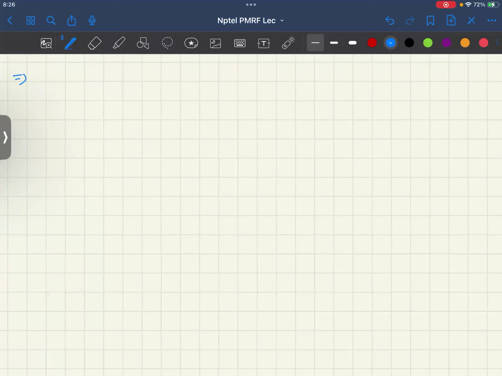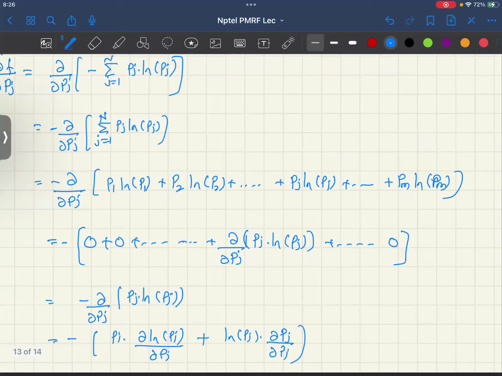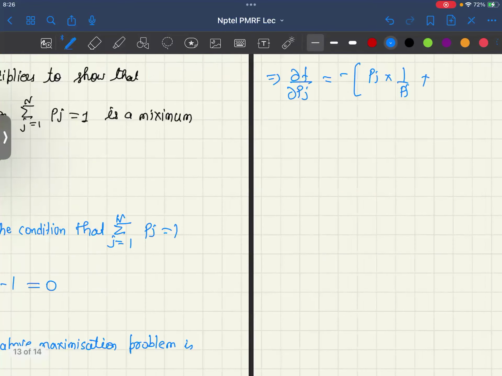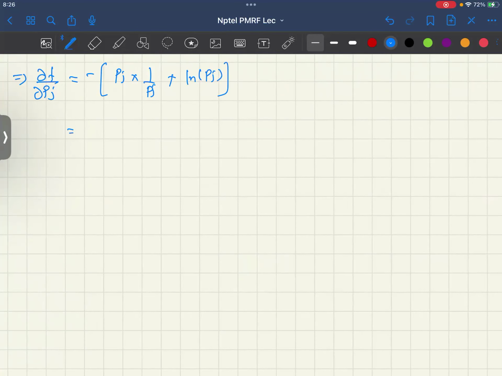This implies ∂f/∂pj is equal to minus of pj into 1 by pj plus ln of pj, which is nothing but minus of 1 plus ln of pj. This implies ∂f/∂pj is minus 1 minus ln of pj. Let's call this expression 2.